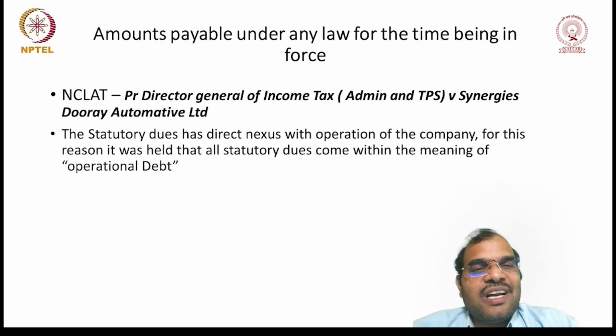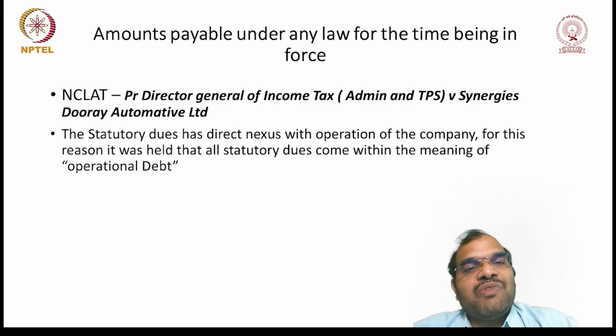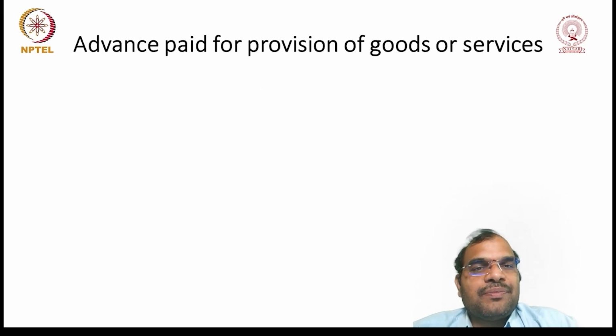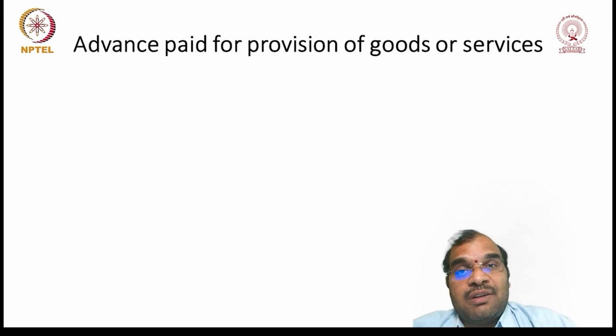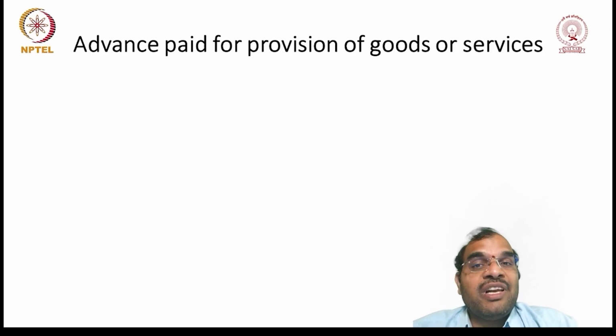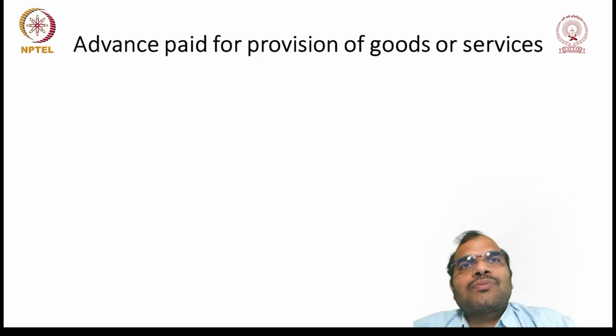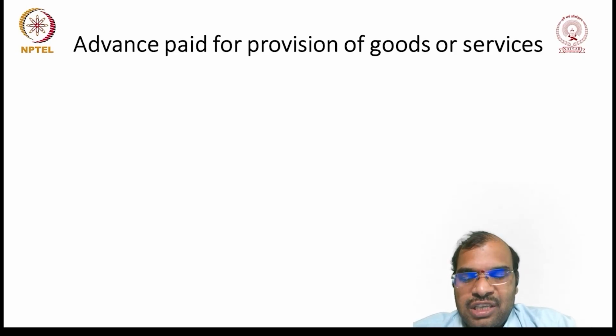Okay, so in this case, it was held that statutory dues, because they have a direct nexus with the operation of the company, will come within the purview of the operational debt. Then, whether any advance paid for the provision of goods or services will be included? Suppose I am paying you some amount, and in the near future you are going to render the services, or in the near future you are going to provide the goods. In such cases, any advance that is paid for the provision of the goods or services, will it be considered to be operational debt?